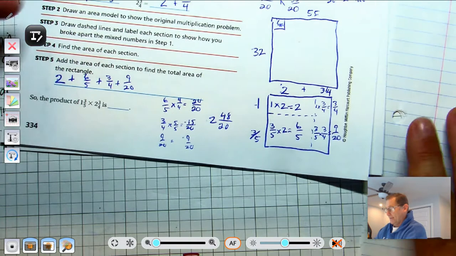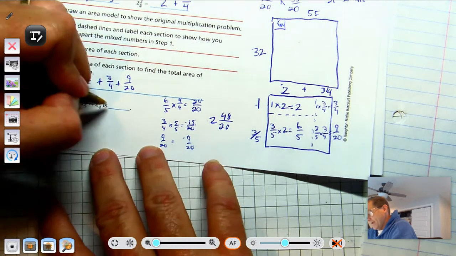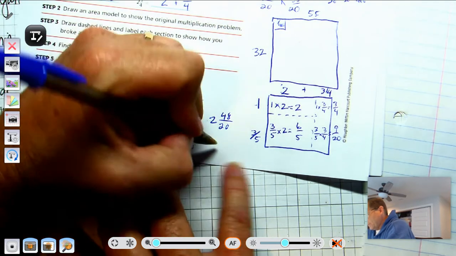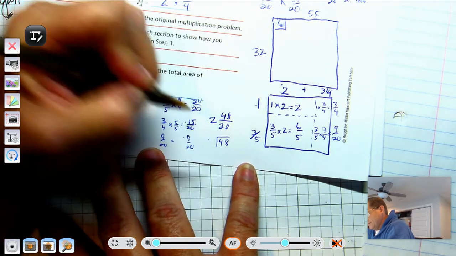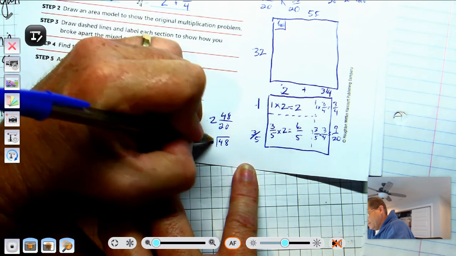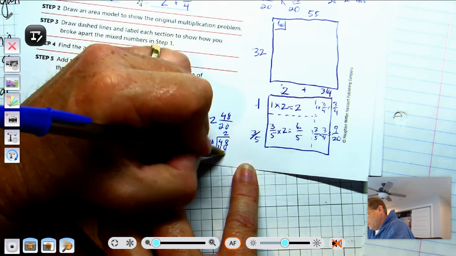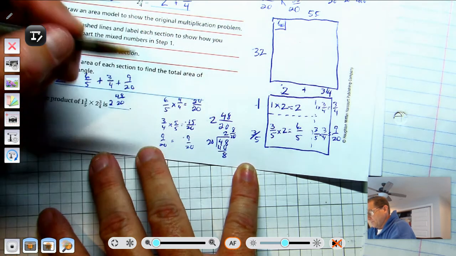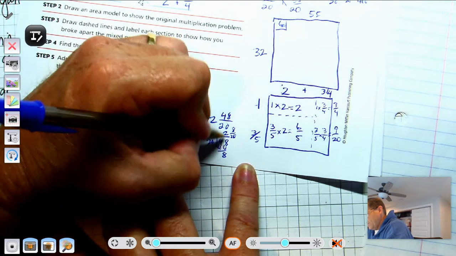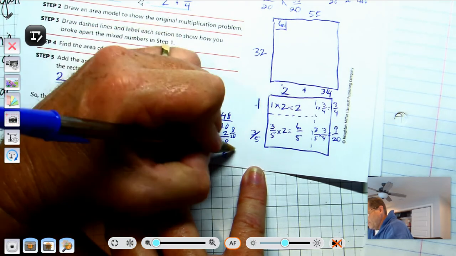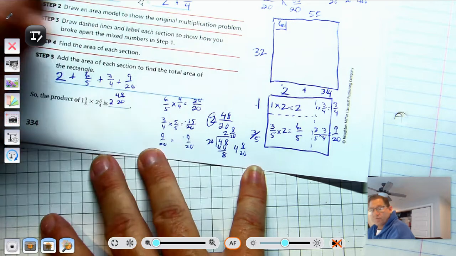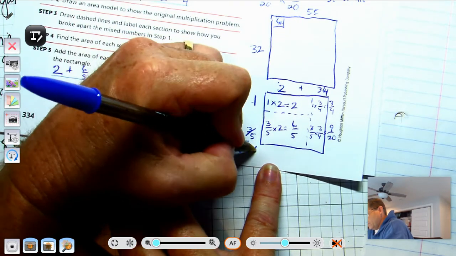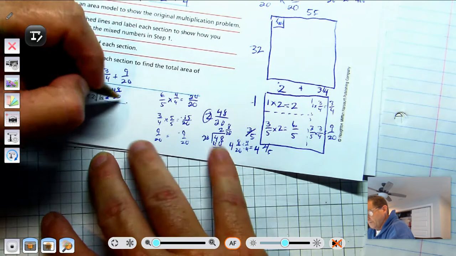So I could leave my answer as 2 48/20, but I can simplify that. 48 divided by 20 is 2 8/20. So 2 8/20 plus 2 is 4 8/20. We can reduce the 8 by a factor of 4 and the 20 by 4. So we get 4 2/5.